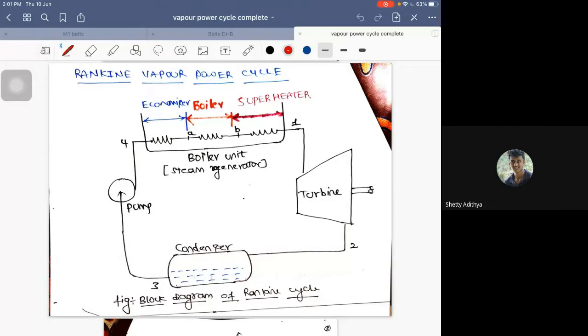So let's first discuss the difference between the Carnot cycle and the Rankine cycle. In the Carnot cycle, there was a compressor, but here it is just a pump. There is no compressor. There was only a boiler in the Carnot cycle. Here, a place comes for an economizer and a superheater. The rest remains the same. And how exactly it works, we will get to know one by one.